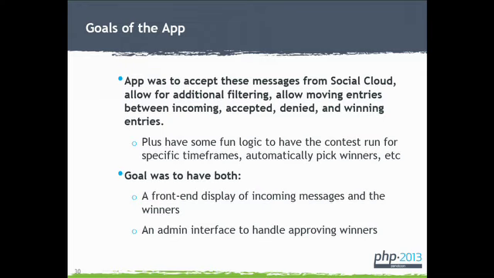And again, we needed to have that ability to move entries between what's essentially 4 queues. The incoming queue, which is everything coming off of the SocialCloud, and then moving them either to accepted or approved or denied, and then also choosing approved ones to become winning entries.